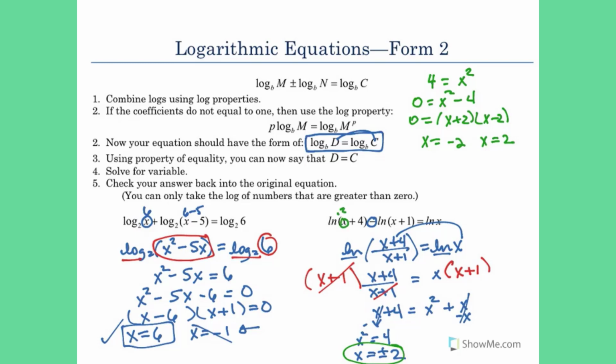If I plug in negative 2 here, negative 2 plus 4, that's okay. But if I plug in negative 2 there, plus 1, that's negative 1, can't do it. But if I plug in positive 2, that gets me 6, that gets me 3. So positive 2 would be the correct answer. So emphasizing, check your work, don't erase the extra answer.